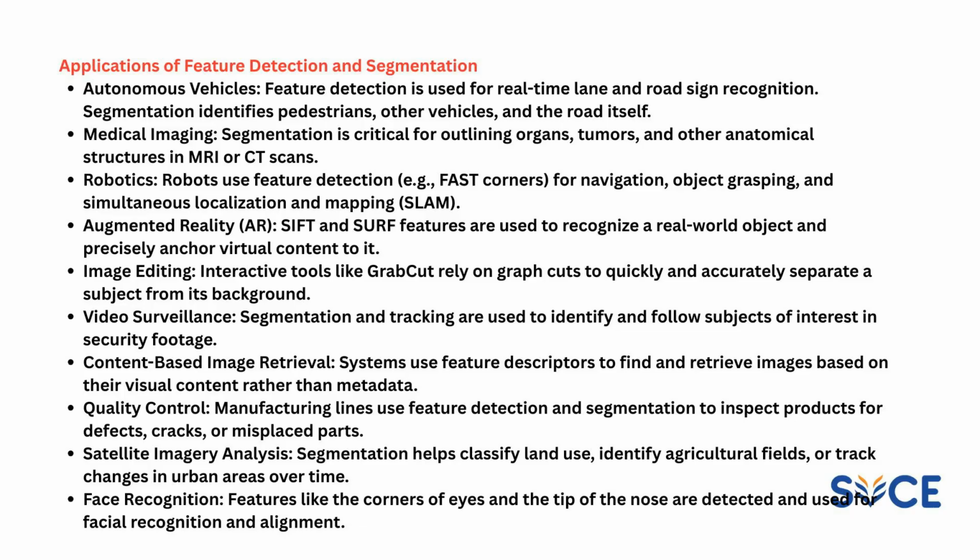Then content-based image retrieval: when you search for an image, the results are often based on more than just keywords. The system uses feature descriptors to find images that are visually similar to your query image, which is invaluable for a wide range of fields from police databases to art history. The next one we can talk about is specialized and emerging applications.